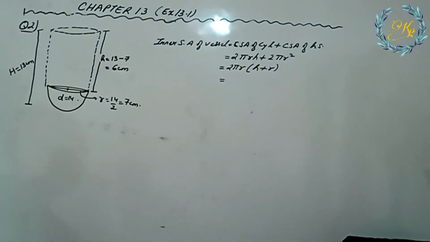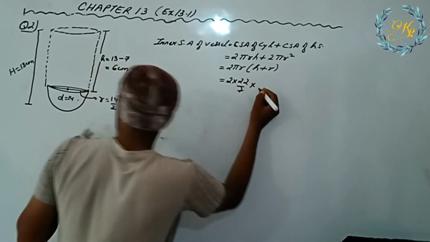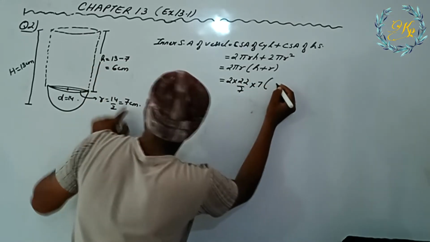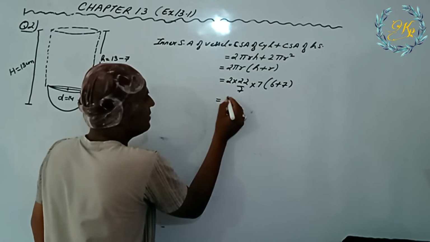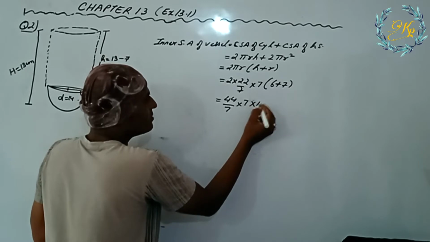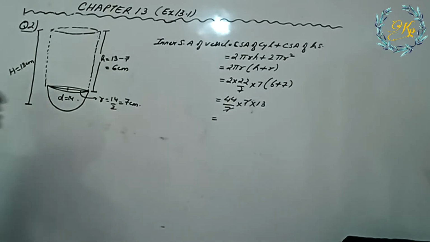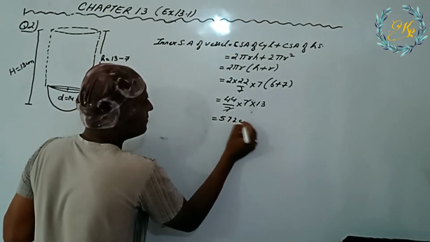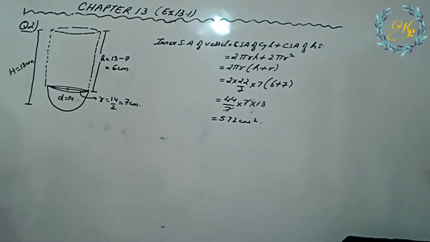As we are not given the value of pi in this, we take the value of pi as 22 by 7. So writing the values, 22 by 7. The radius of it you can see is 7. Height of the cylinder here is 6 plus 7. Solving these values, we get 44 upon 7 into 7. Adding both the values in bracket, you get 13. Cancelling 7, 7 and multiplying both the values, you get the answer as 572 centimeters square. So you write in the last line, the inner area of the vessel is 572 centimeters square.